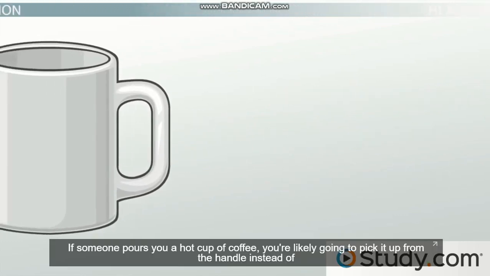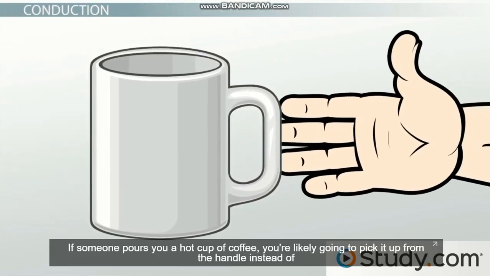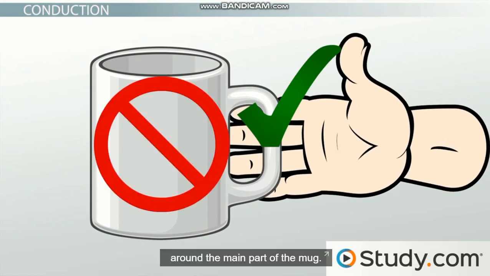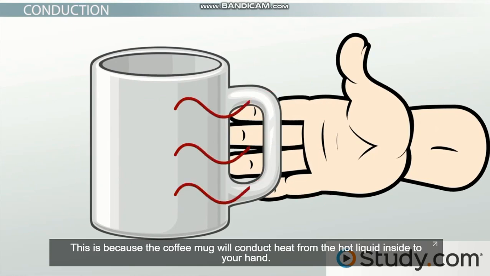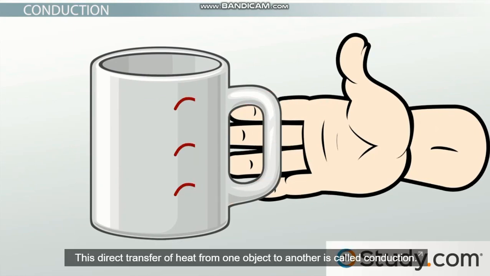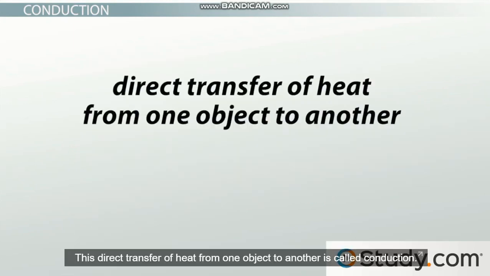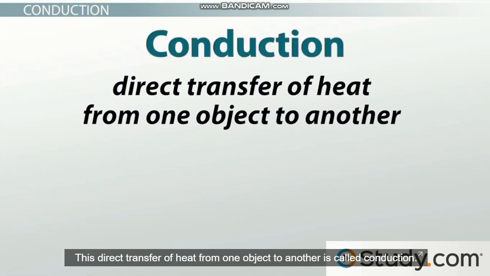If someone pours you a hot cup of coffee, you're likely going to pick it up from the handle instead of around the main part of the mug. This is because the coffee mug will conduct heat from the hot liquid inside to your hand. This direct transfer of heat from one object to another is called conduction.